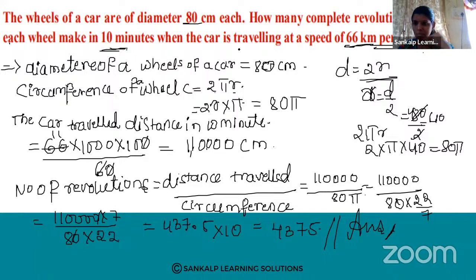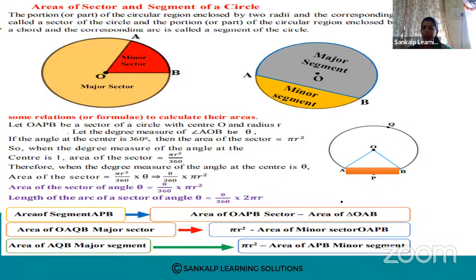Then we have to convert into centimeters and seconds, convert into minutes, then into 1000 into 100 divided by 60. Then you will get this result: number of revolutions is distance traveled divided by circumference. Then you will get the number of revolutions. Okay, so understood. Next question. Yes, this is a very important part, okay.